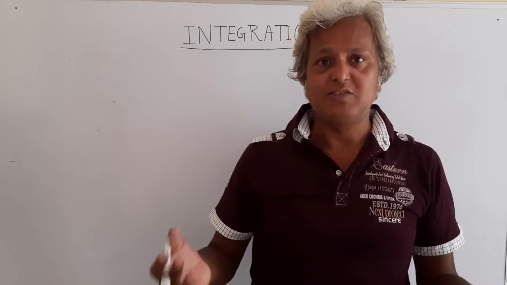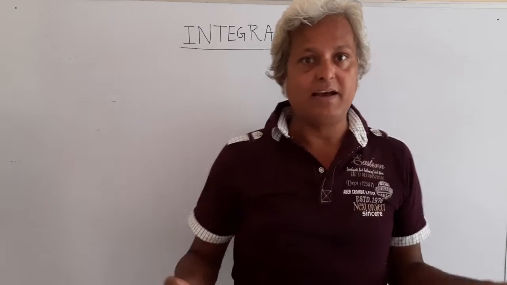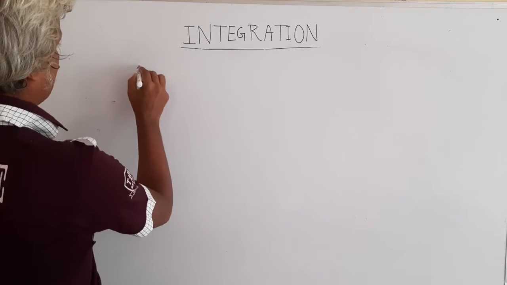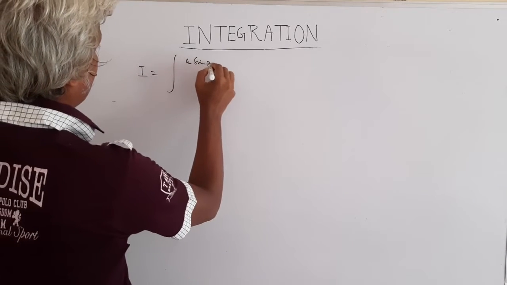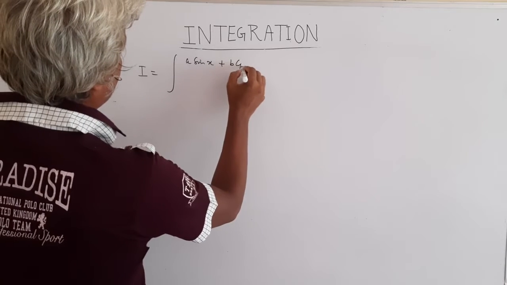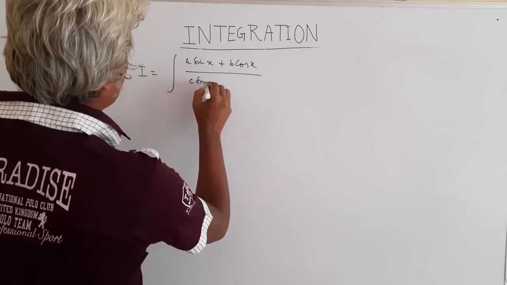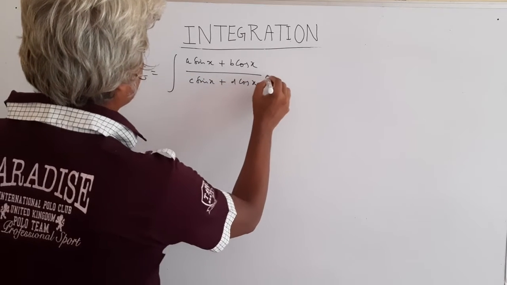In this video, I am just going to discuss another form of integration. Without taking much of your time, let me get back to the work. So here the idea is: I is the integration of the form (a sin x + b cos x) over (c sin x + d cos x) dx.